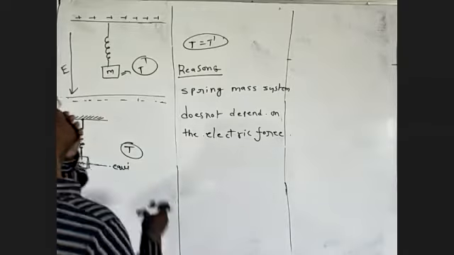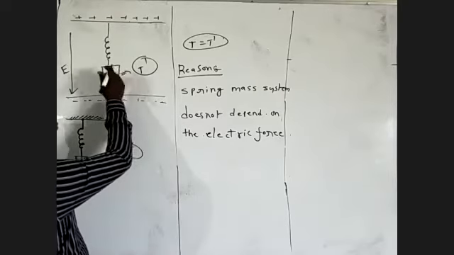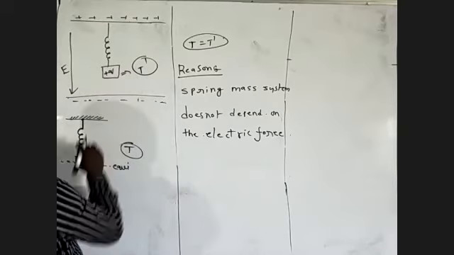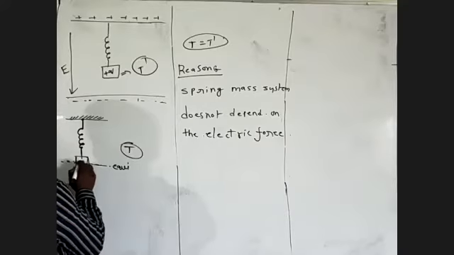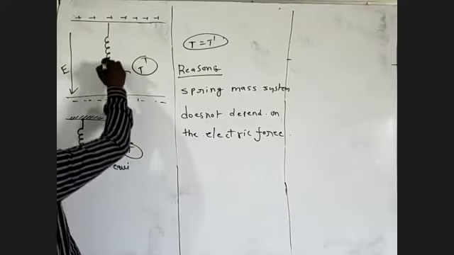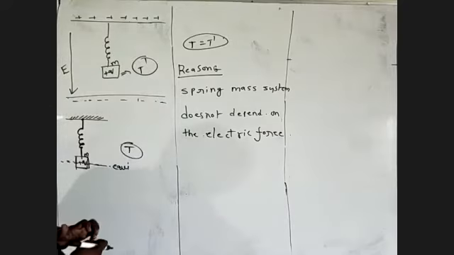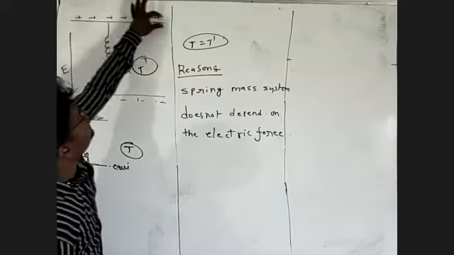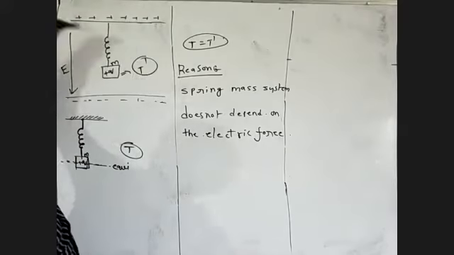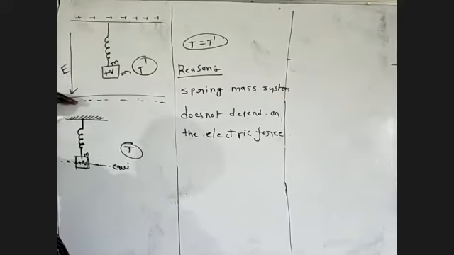I'm taking a positive charge here. This is a positive charge and its mass is M. Now you see, this is a positive plate and this is a negative plate. The direction of the electric field is from positive to negative.